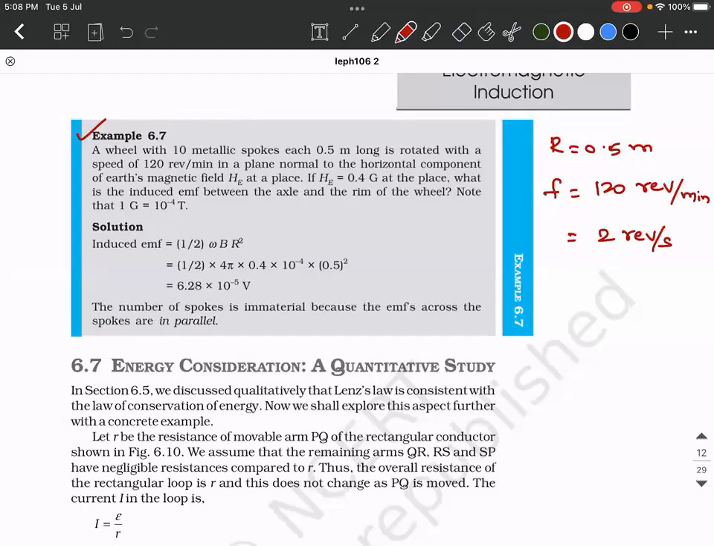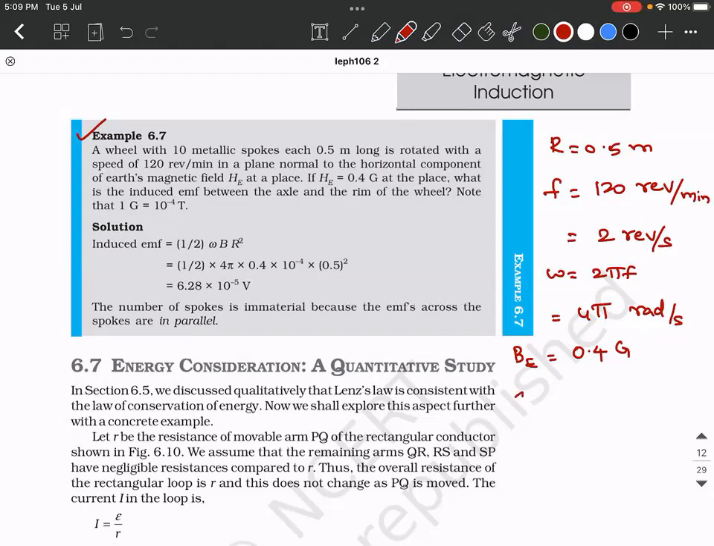Once you know F, can we find omega? Omega is equal to 2 pi F. So this is equal to 4 pi radian per second. I hope it is clear till this step, right? B_E is given. What is it? The horizontal component of Earth's magnetic field, I will call it B_E also, which is 0.4 cos at a place. What is the induced EMF between the axle and the rim of the wheel?